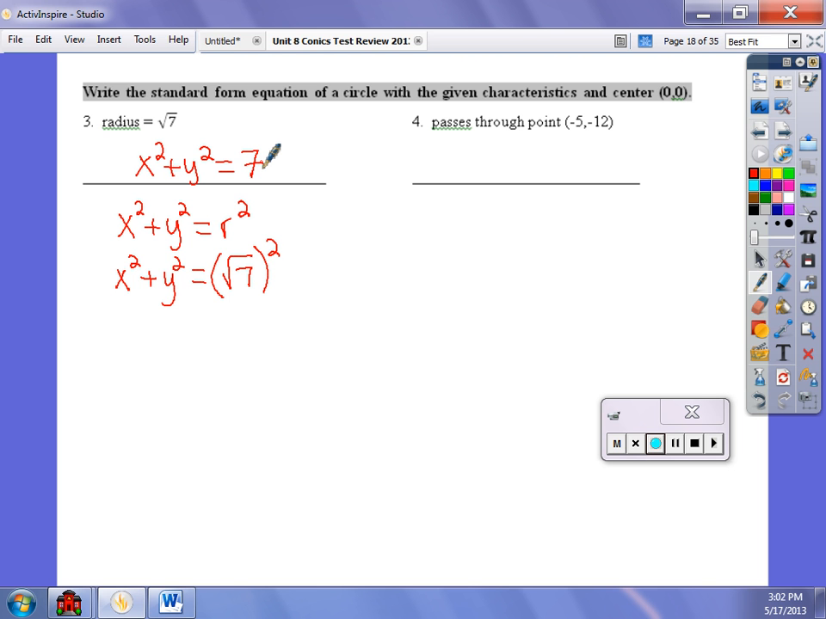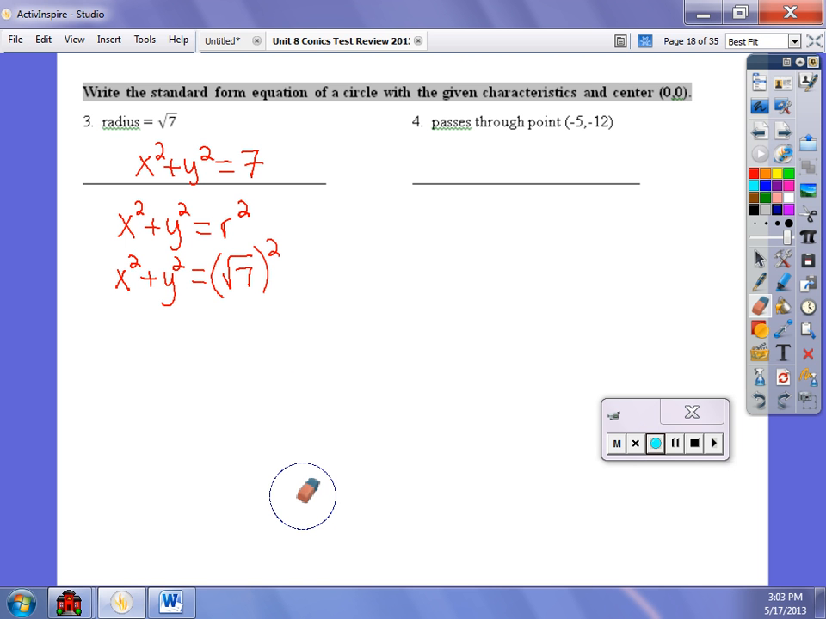Because really, the square root of 7 is the square root of 7 times the square root of 7, which is the square root of 49. That's why it's only 7. So when you square a square root, you can just drop everything and write what you have left. You do not have to do this part, but I was just showing you why the answer is 7.